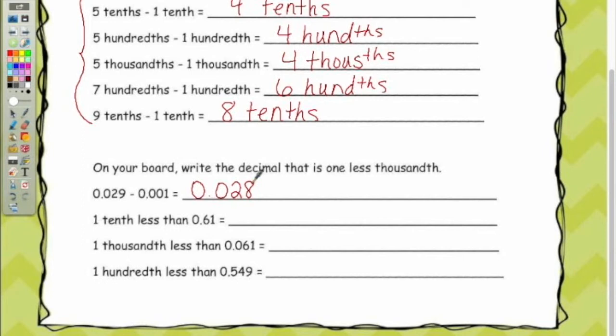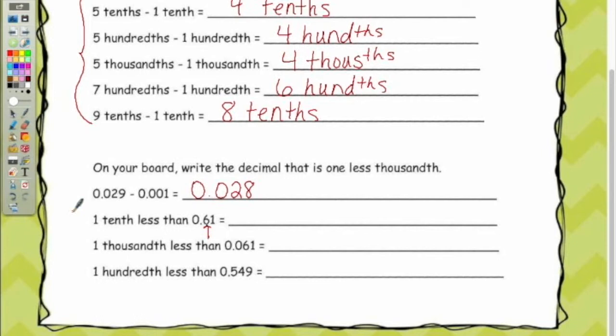Now watch my strategy on this. 1 tenth less than 61 hundredths. So I'm going to draw an arrow to the tenths place. Why am I doing that? Why did I draw an arrow to the tenths place? Thomas? The six, which is the tenths.